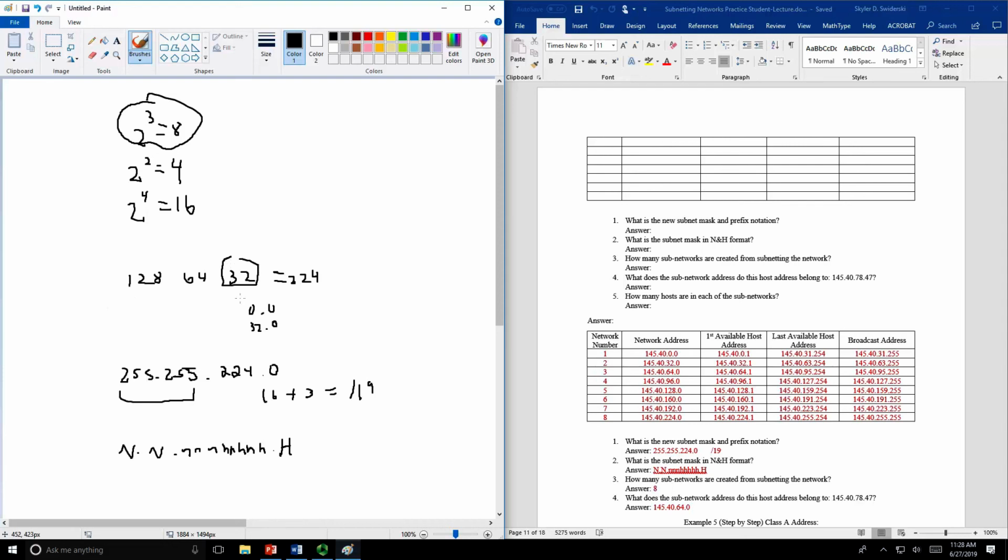And the next question was how many subnetworks were created. Well, we got 8. We had 1 extra subnetwork. And what subnetwork address does this host belong to? Well, looking at the ranges again, remember in this case it was .78.47. It would fall into the third network address because it fits into that range. So it would be 145.40.64.0.